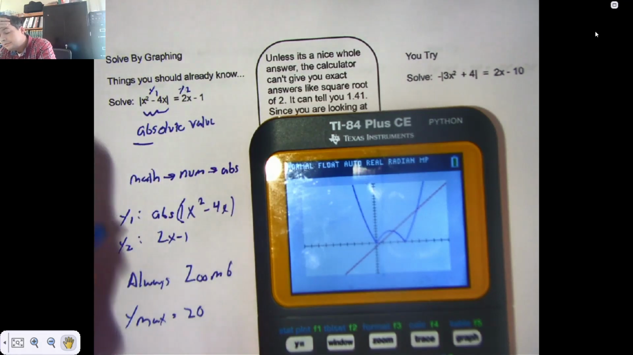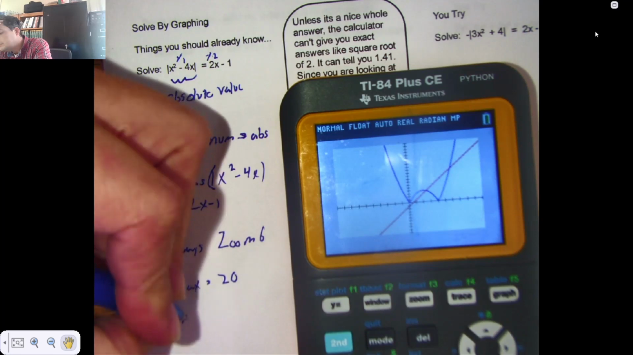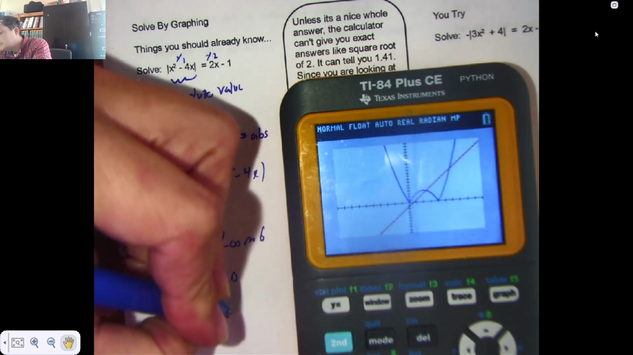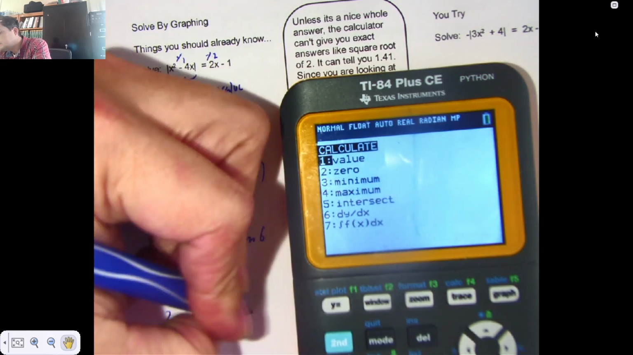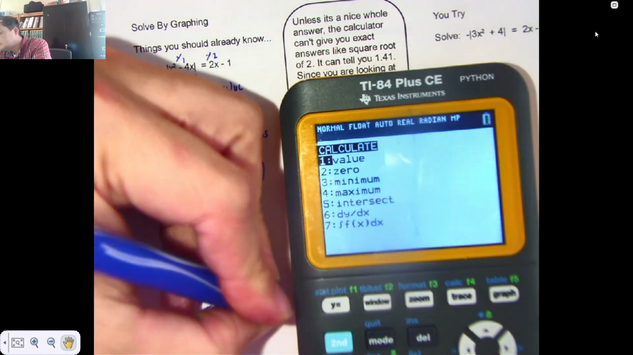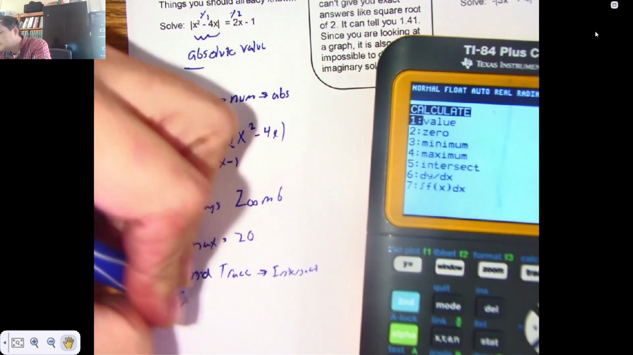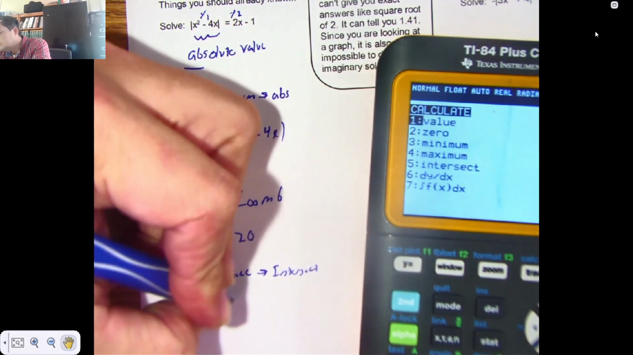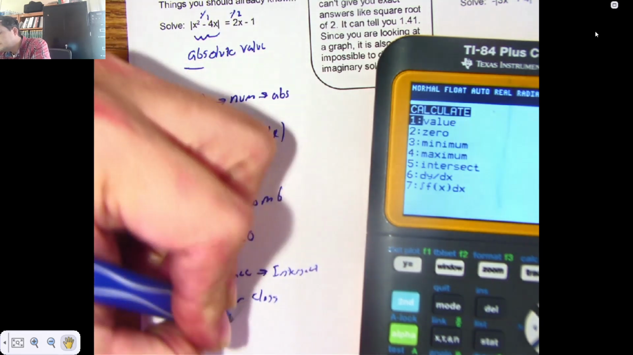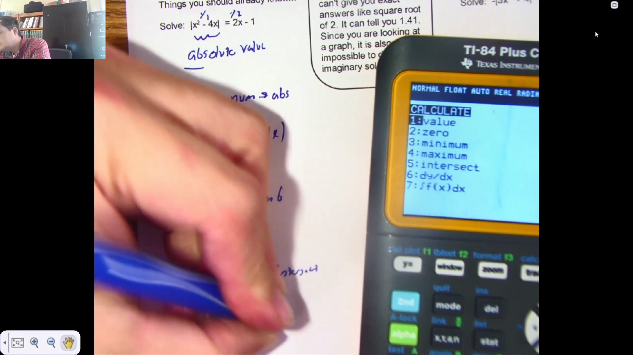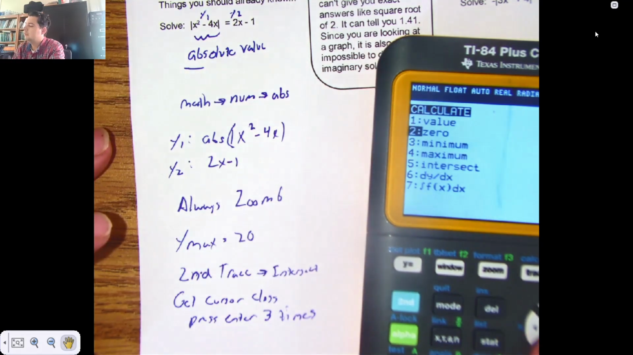We've used the intersection feature in here before in the past. We're going to hit second trace, and we're just going to scroll to intersect. And to use the intersect feature, you get the cursor close, and then you just press enter 3 times. You know, if you need that note, hit the pause key, whatever. But it's not a hard skill.